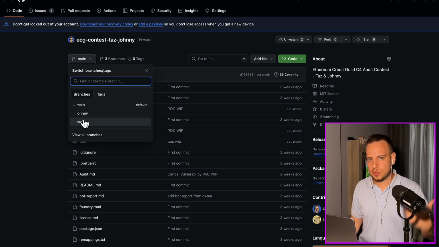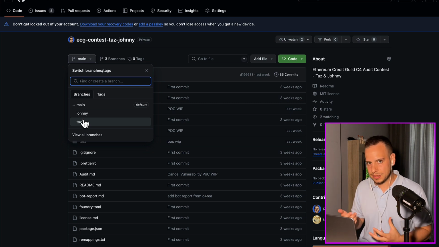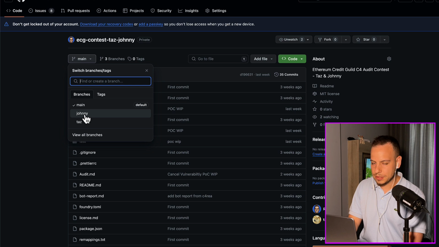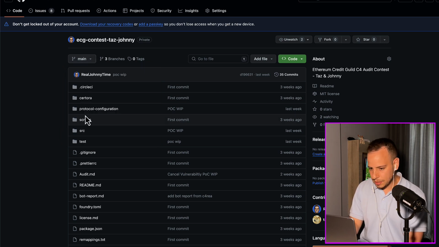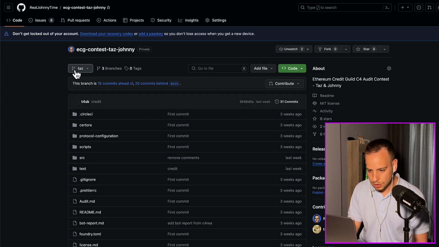And we sometimes merge them into main, more like by the end of the contest, so we can see each other's audit comments and merge them. But that's how we can see each other's audit comments and work on them together. So we created a branch, and I wrote my audit comments, and Taz wrote his audit comments.